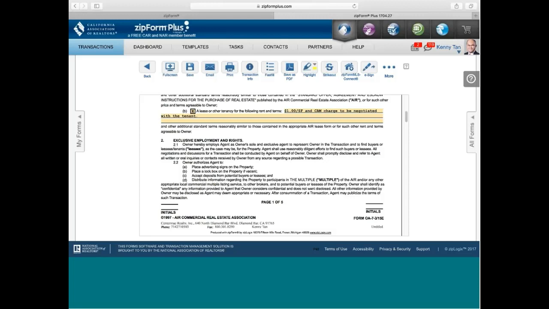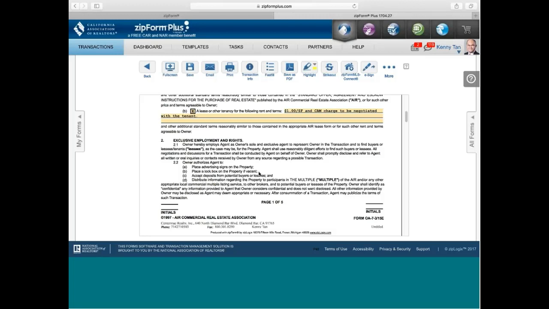Place a lockbox on the property if vacant. Now, as you know, for commercial real estate, we don't use Supra lockbox. Usually we use just the regular lockbox. Accept deposits from potential buyers or lessees. Usually we let the buyer wire the deposit directly into the escrow. But if it's a tenant, we can accept the deposit from the tenant.